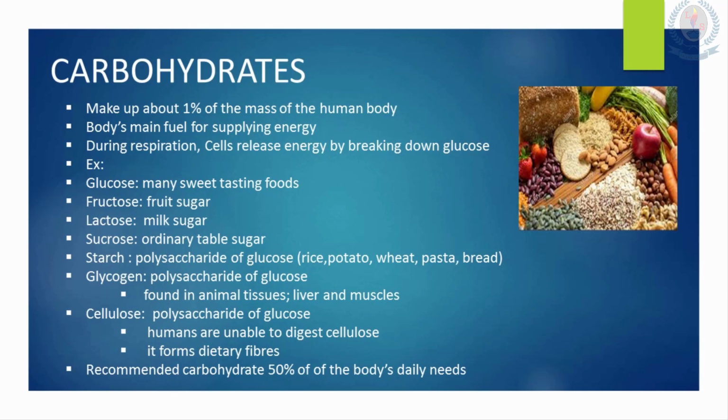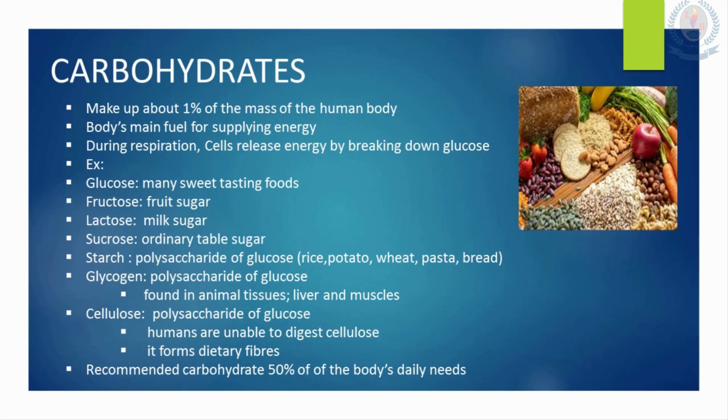So glucose is a monosaccharide. There are three types of carbohydrates according to their structure. They are monosaccharides, disaccharides and polysaccharides. Monosaccharides are the simplest structural form of carbohydrates. They are normally simple sugars like glucose, fructose, galactose.